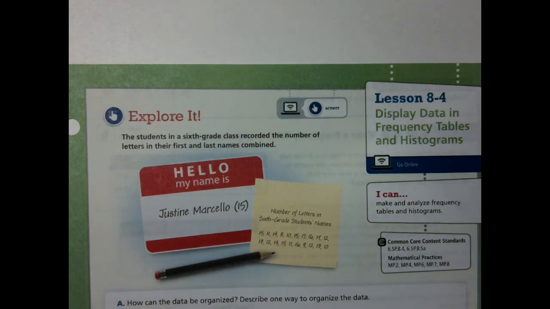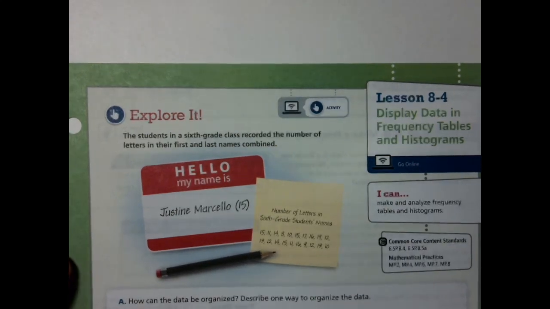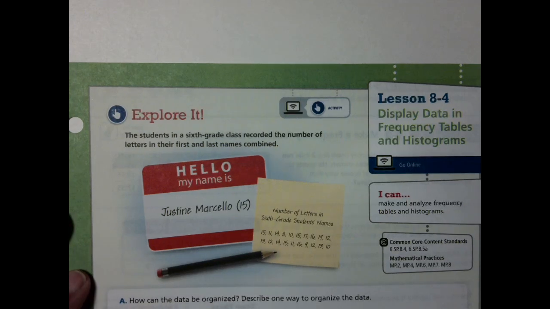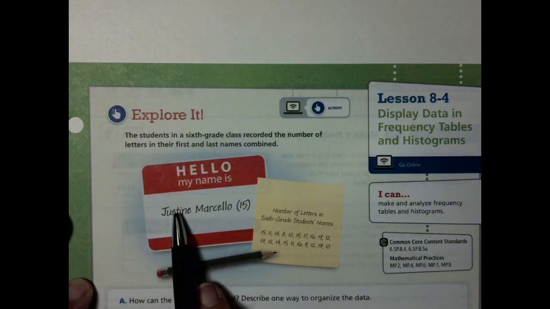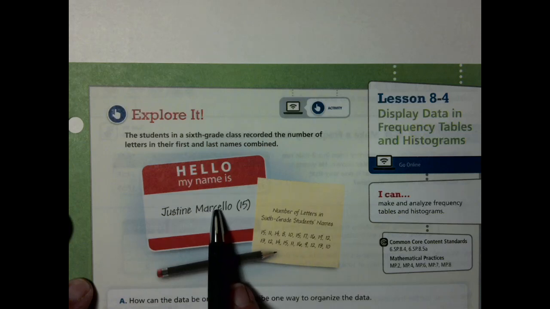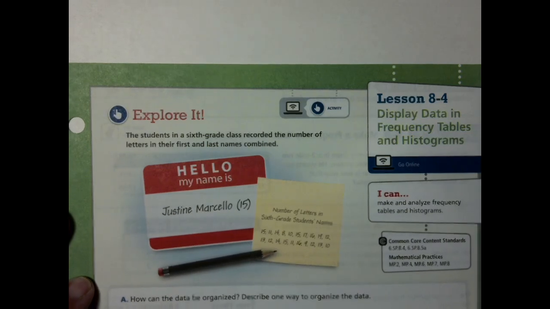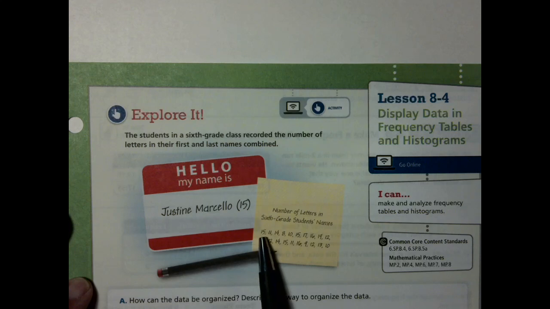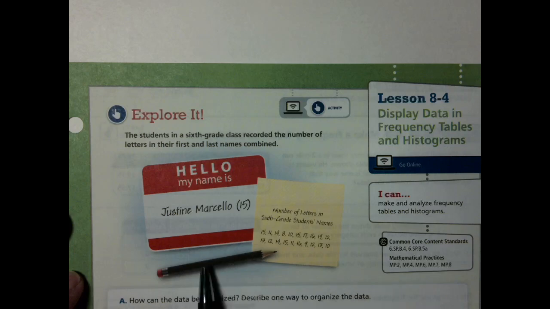Okay, so the students in 6th grade class recorded the number of letters in their first and last names combined. Okay, so this person's name was Justine Marcello. So 1, 2, 3, 4, 5, 6, 7, 8, 9, 10, 11, 12, 13, 14, 15. This person's name had 15 letters. Another person's name had 11. Another person's name had 14, and 8, and 10, and 15. So this is the data that they recorded. So in part A it says, how can the data be organized? Describe one way to organize the data.